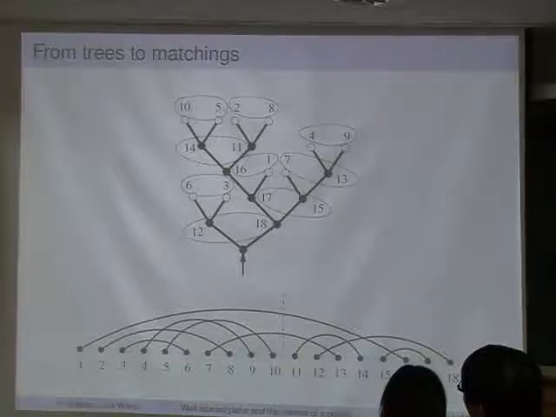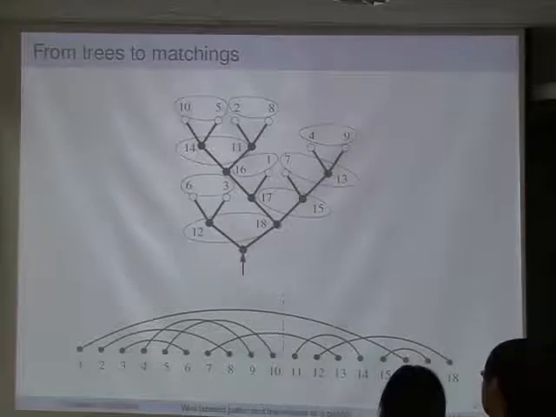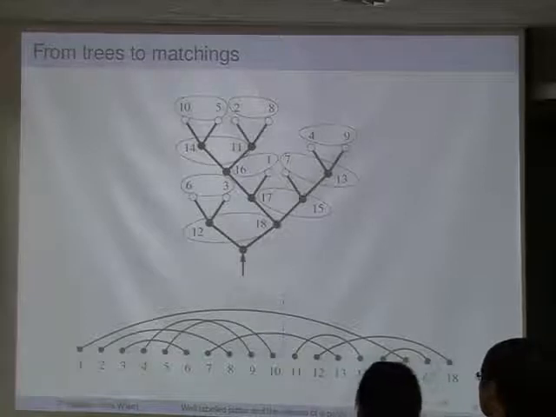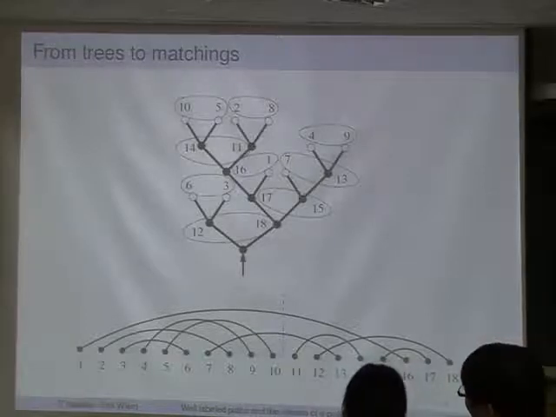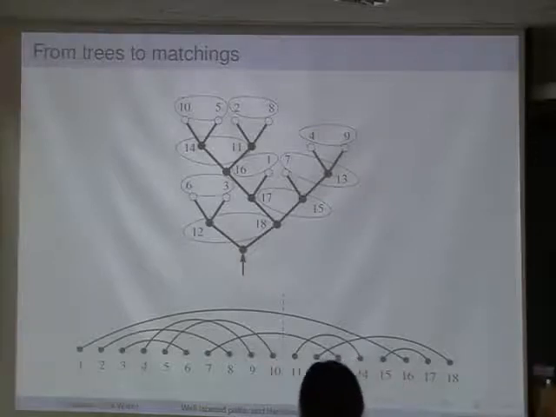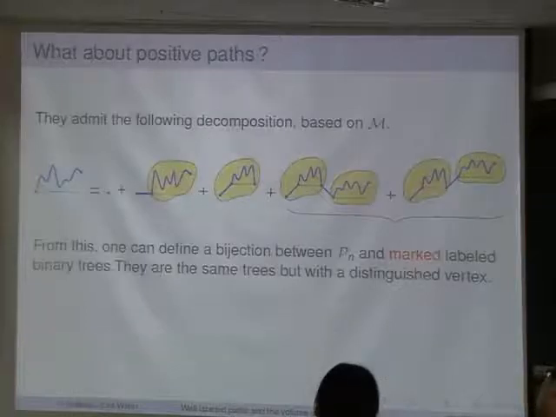This is a bijection. As I said, it's not due to me, it's due to Bilchen. It's actually trickier to see that it's a bijection, to come back. If I give you a matching, can you reconstruct the tree from it? It's not obvious, but it works. So now we have finally the bijection between Motzkin paths and matchings.